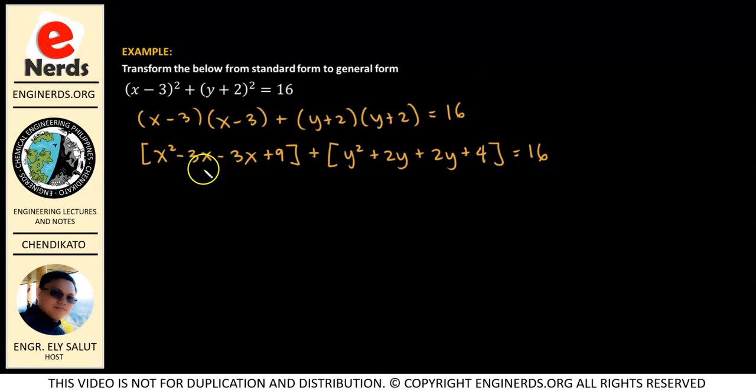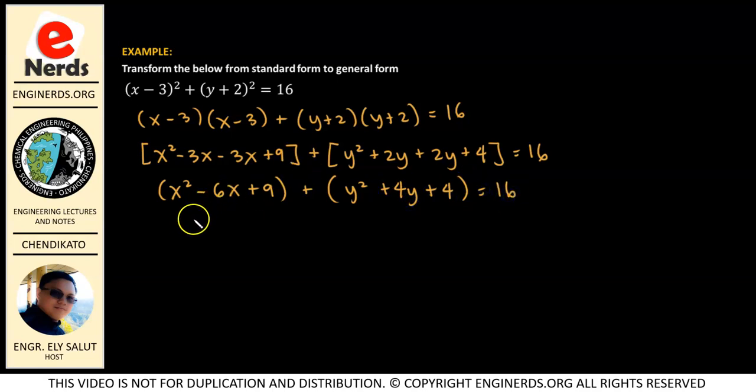Okay, so we are going to combine like terms. So, meron tayong mga like terms dito. Meron tayong 3x, 3x. We have 2y, 2y. No? So, kukombine lang natin sila. So, we have x squared minus 3x minus 3x will be minus 6x plus 9 plus y squared plus 2y plus 2y will be plus 4y plus 4 is equal to 16.